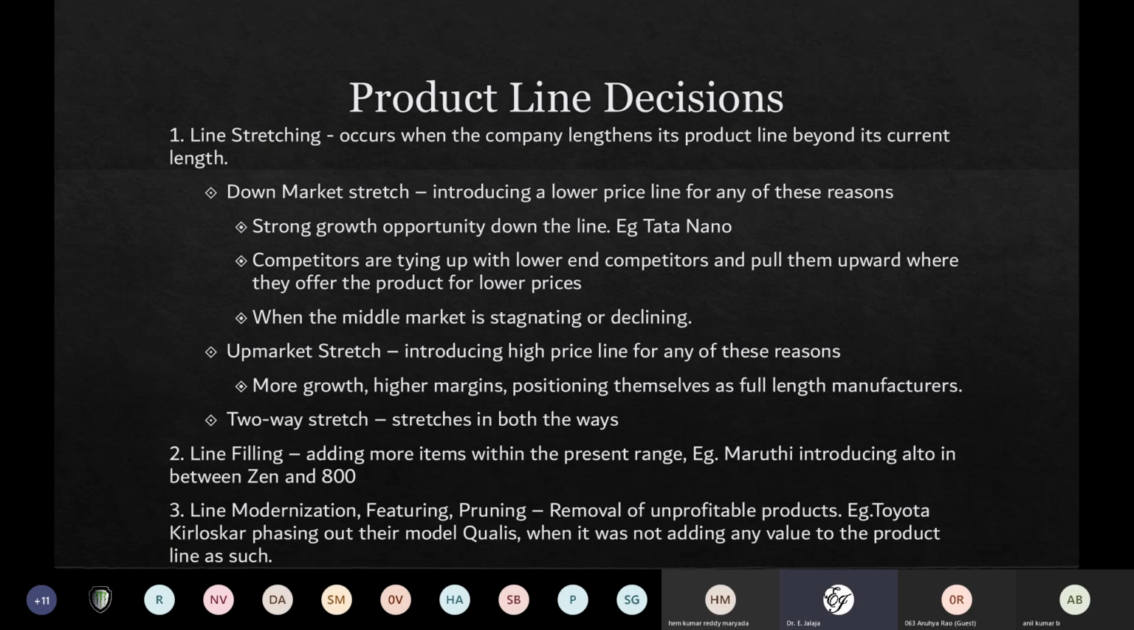When you are stretching your line, either you will stretch upward or you will stretch downward.